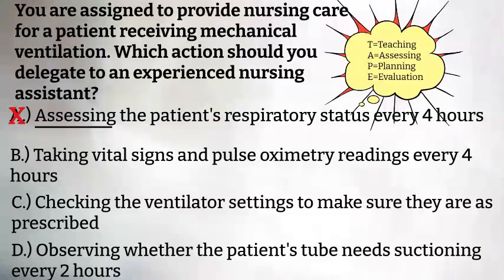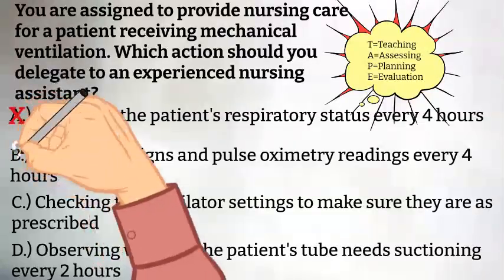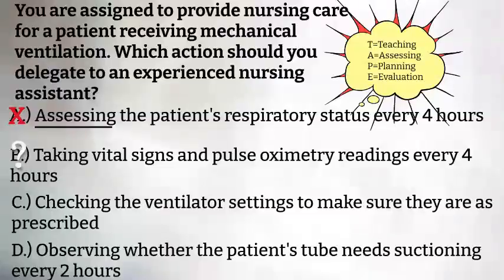Option B, taking vital signs and pulse oximetry readings every 4 hours. Okay, so this task is about vital signs and it is appropriate for assistive personnel. So we'll save this one with a question mark.